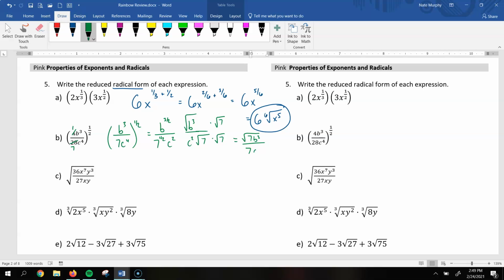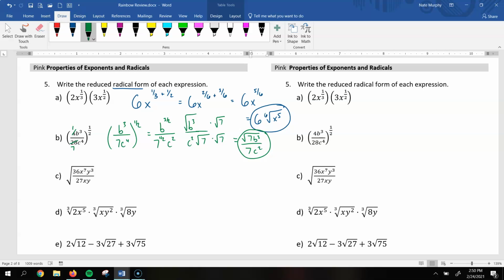So we have 7c squared in our denominator. Now that can't be reduced, so that would be your final answer. Now you might be wondering, wait a minute, can't these two 7s cancel out? Well, this 7 and this 7, we cannot cancel those out. And the reason why is because that 7 in the numerator is underneath the radical. And when it's underneath the radical, you can't do anything with it. You can only reduce if it's outside the radical. So this would be our final answer for 5b.